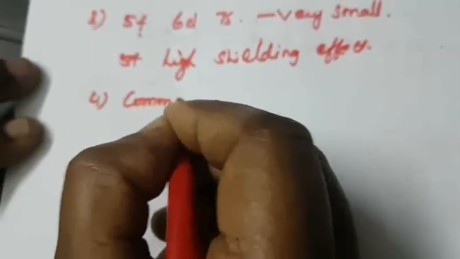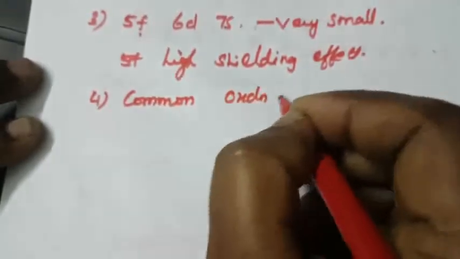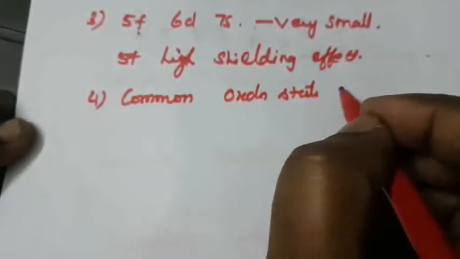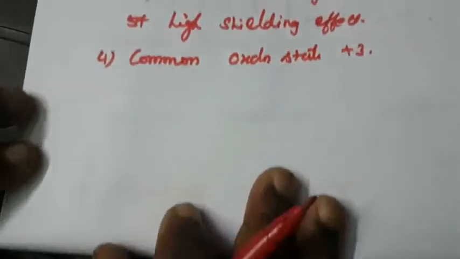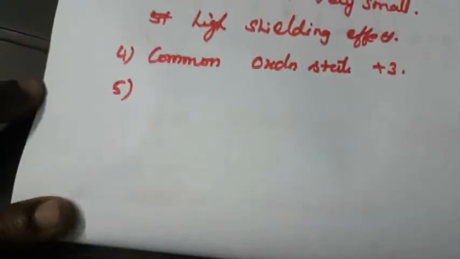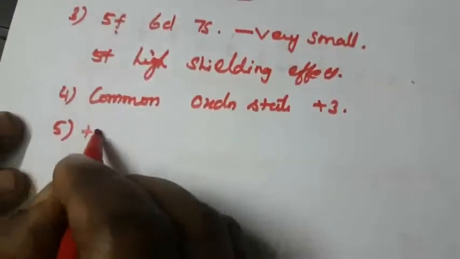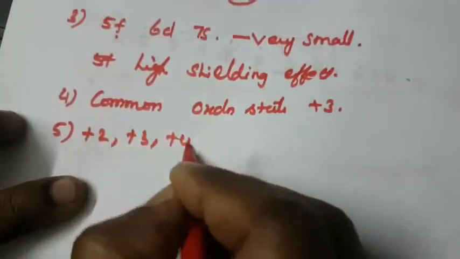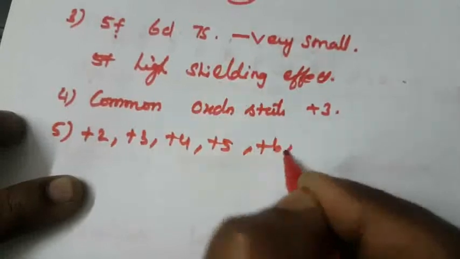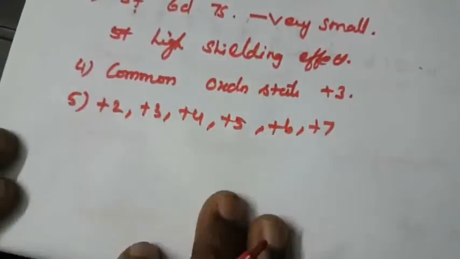Another point is the common oxidation state. What is the common oxidation state? That is the +3 oxidation state. And what are the variable oxidation states? +2, +3, +4, +5, +6 and +7. So these are all the variable oxidation states.